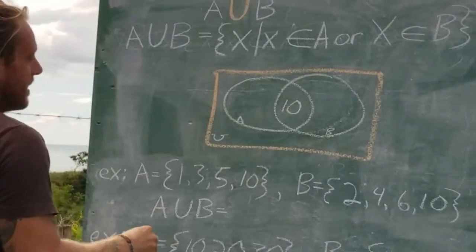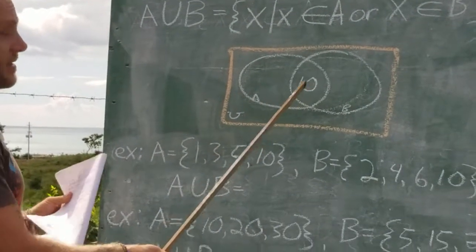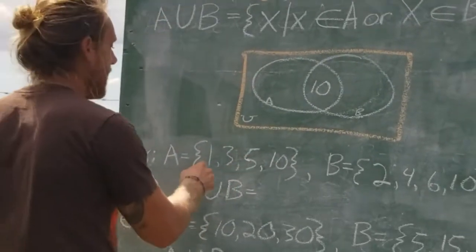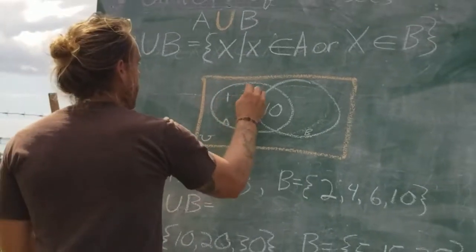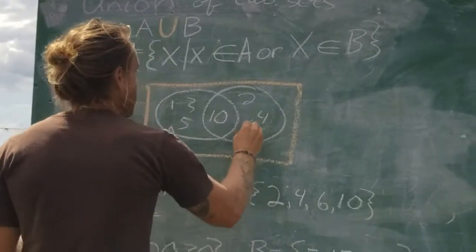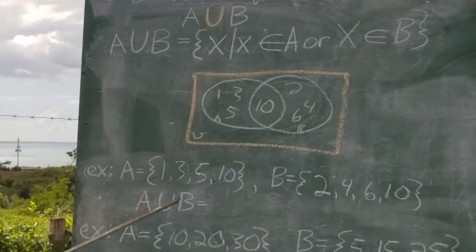That's the only one. So if we're looking at the intersection of these two sets, it would consist of the set of 10, but we're not. We're looking at the union. So let's fill out the rest of this. Set A also has, we took care of 10, it's got the elements 1, 3, and 5. B's got 2, 4, and 6. Okay, so what is the union of sets A and B?